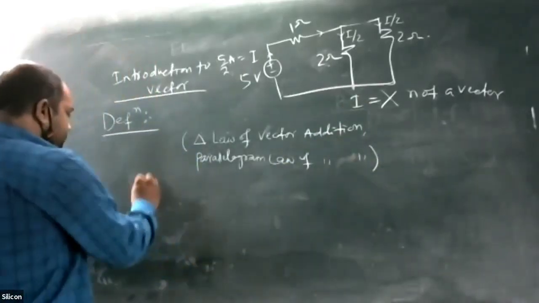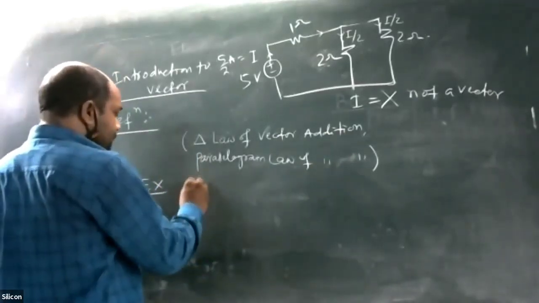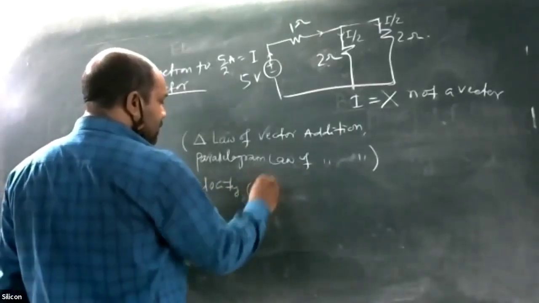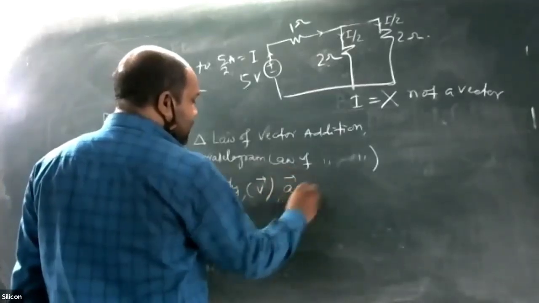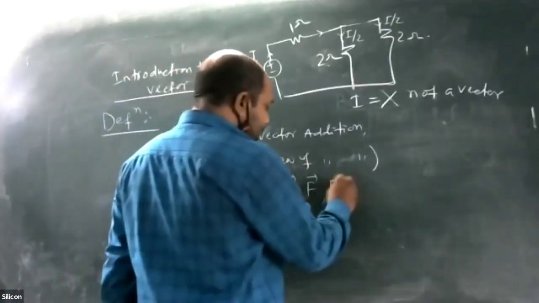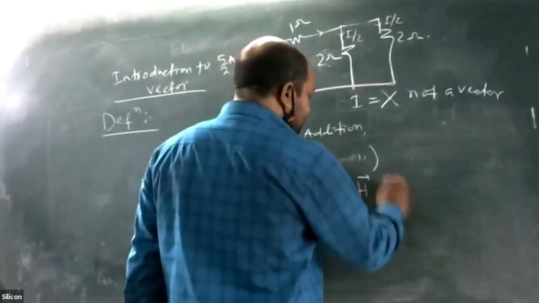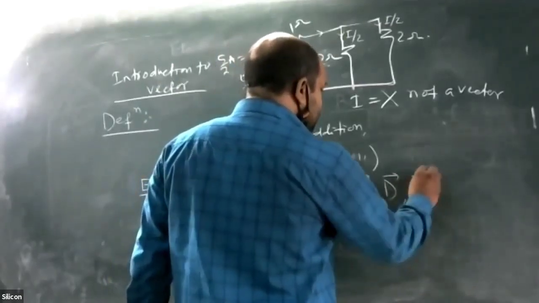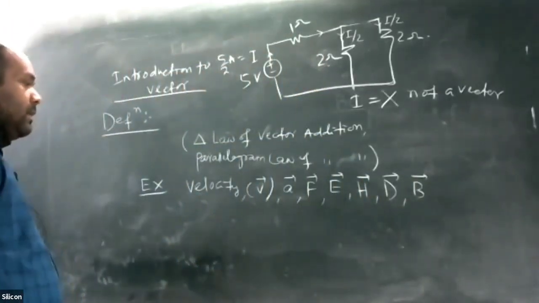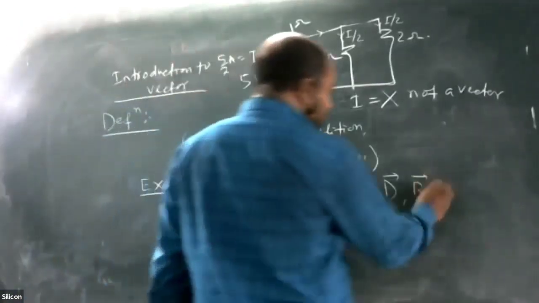Right? Examples of vectors: we can say velocity, acceleration, force. You can write electric field, magnetic field, electric flux density, magnetic field intensity, magnetic flux density. These are various vectors.